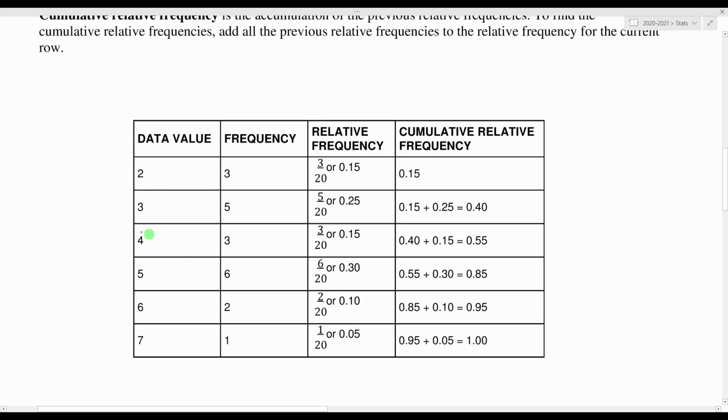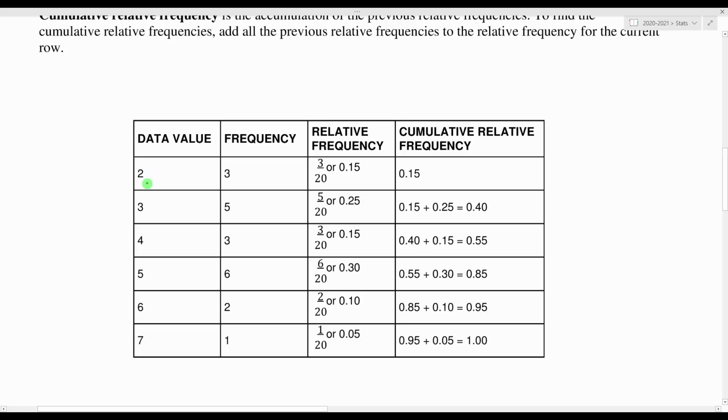We do the same thing for 4. So one more time, we would have the data value 4. It appears 3 times in our data set, so just the raw number of times that it appears, that's the frequency. And 3 out of 20 is 15% of our data. That means 15% of our data are 4s. And then up to 4, if I added all those relative frequencies up, we would have 0.15 plus 0.25 plus another 0.15, which would give us 55%. So we could make the statement that 55% of our data is 4 or less.